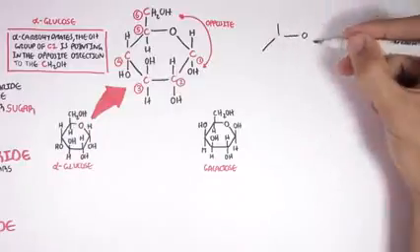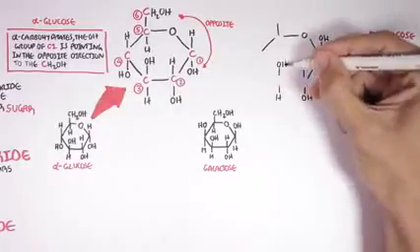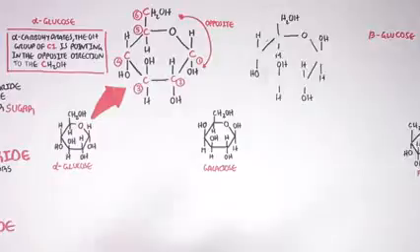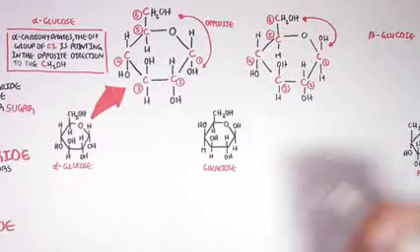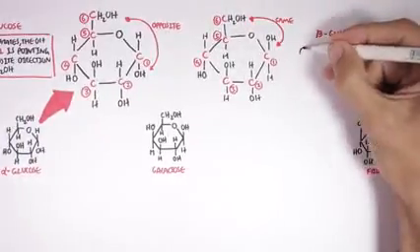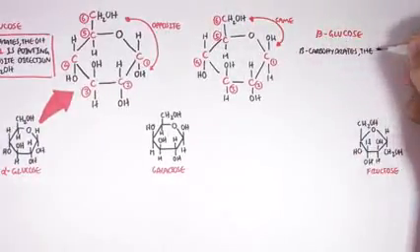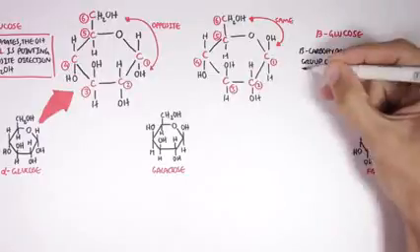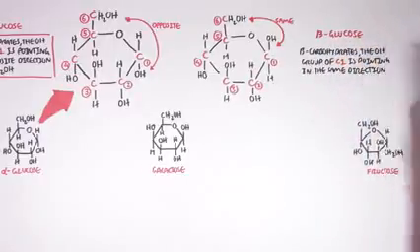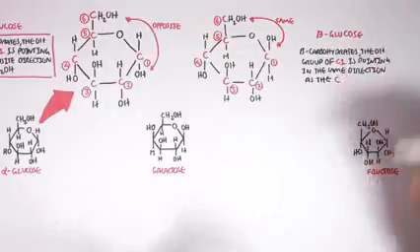And there is another type of glucose known as a beta glucose. This is essentially where the hydroxyl group of carbon number 1 and carbon number 6 are pointing in the same direction. So in beta carbohydrates, the hydroxyl group of carbon number 1 is pointing in the same direction as carbon number 6.